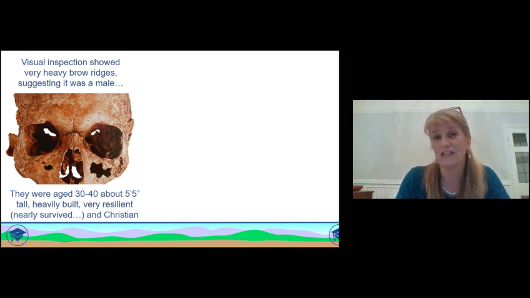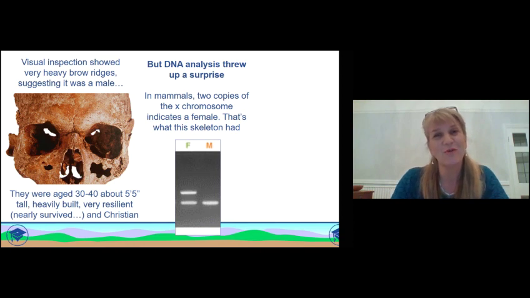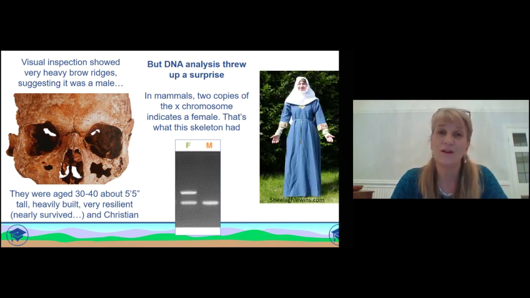Now, most of this was right, but the DNA analysis threw up a major surprise. In mammals, if you have 2 copies of the X chromosome, that indicates female. And that's what this skeleton had. So they weren't a male at all, they weren't a soldier, they were a woman.